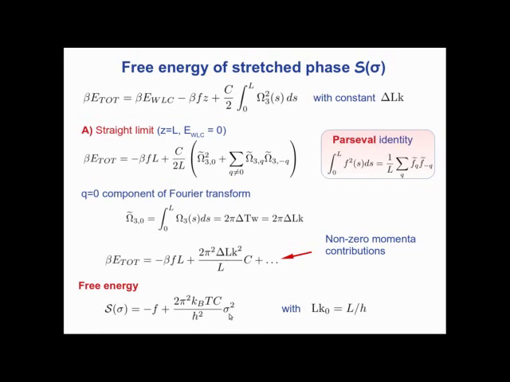Where I used a quantity that I defined in previous slides, h squared. So this is a very simple and straightforward calculation. I recognize that the non-zero momenta give a normalization term, an additional constant to the free energy, which I'm not interested in, and it's just the trick of using a constant delta LK brings me this factor. And this is for the straight limit.